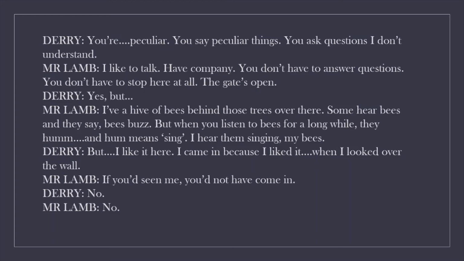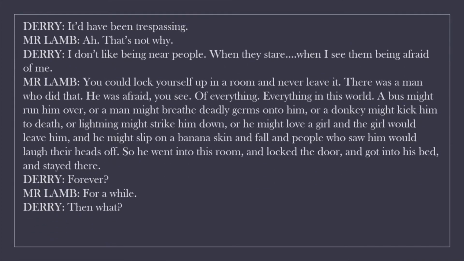Mr. Lamb asked whether he would have entered had he seen Mr. Lamb, to which Derry replied in the negative. Derry said that if he had entered the garden even after knowing that Mr. Lamb was there, it would have been without his permission, like trespassing. Mr. Lamb said that was not the real reason. Derry said that he did not like going near people as they got afraid of him and stared at him. Mr. Lamb suggested that he could lock himself in a room forever.